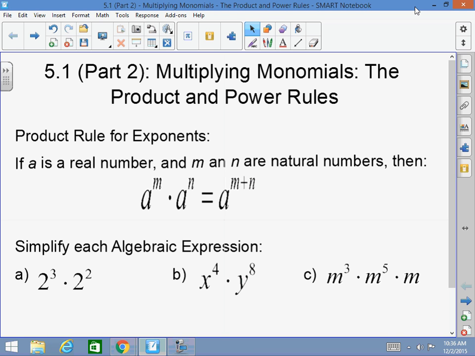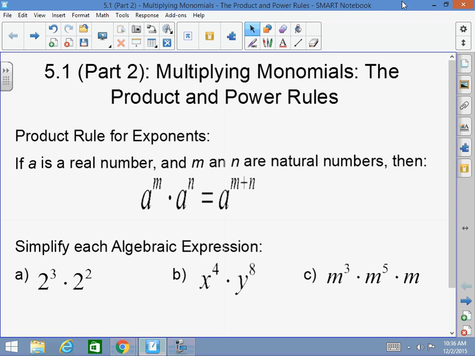The product rule for exponents is very simple. If a is a real number and m and n are natural numbers, then a to the m power times a to the n power is a to the m plus n, period. What the heck does that mean in English? That means that when the bases are the same, you keep the same base and add the exponents. You add the exponents.